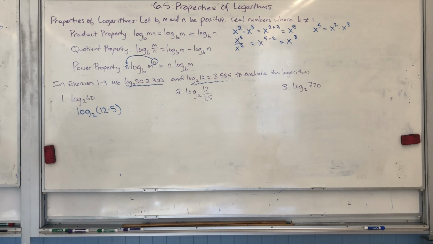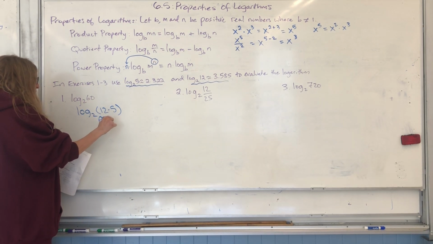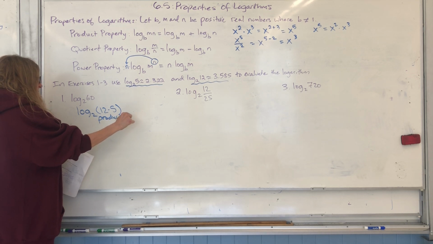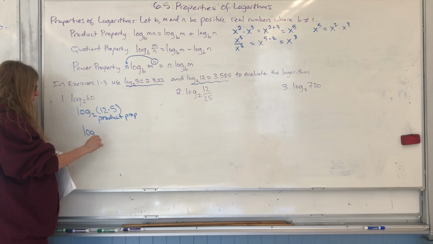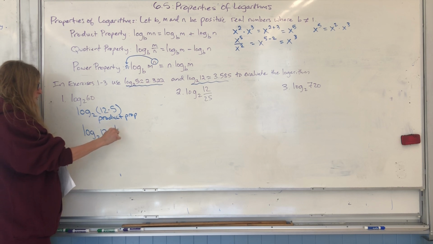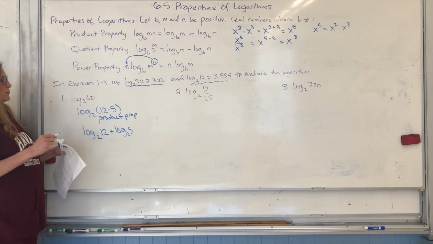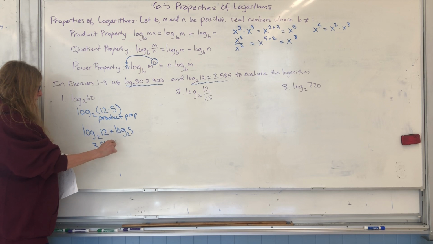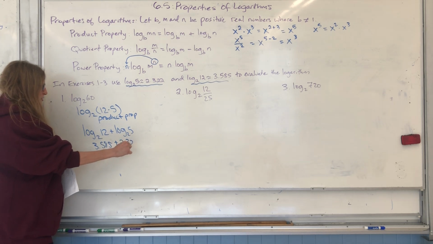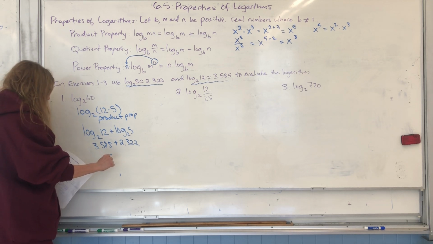that I can use my product property, and I can separate it into log base 2 of 12 plus log base 2 of 5, right? And log base 2 of 12, we know, is 3.585, and this is 2.322, which gets you to 5.91.